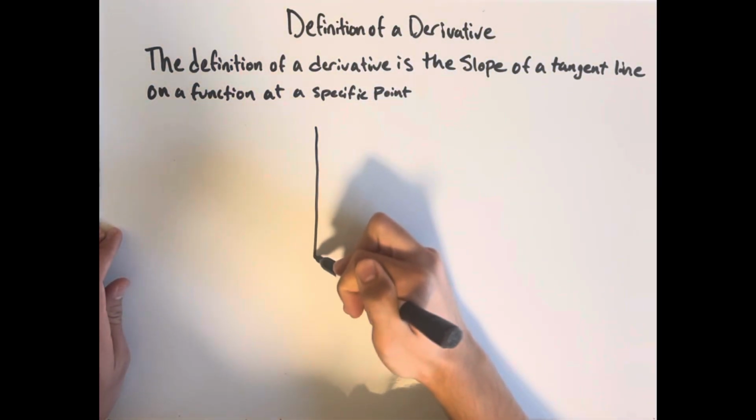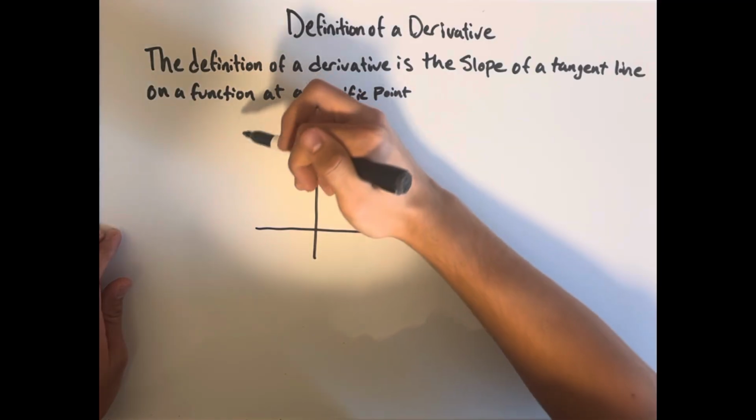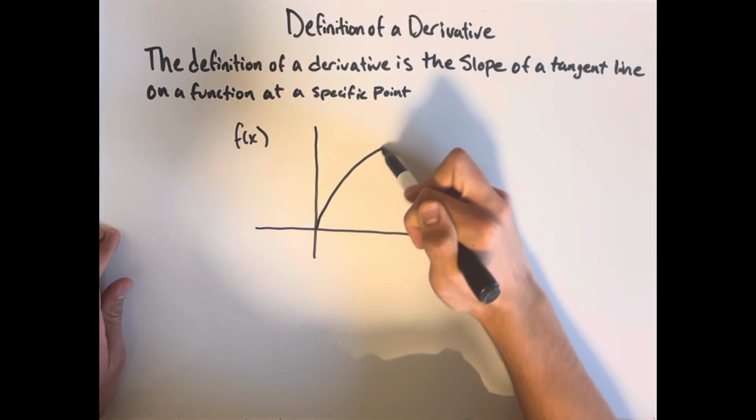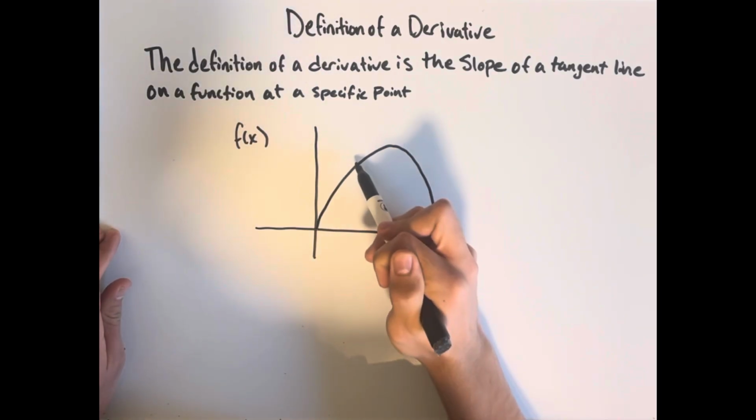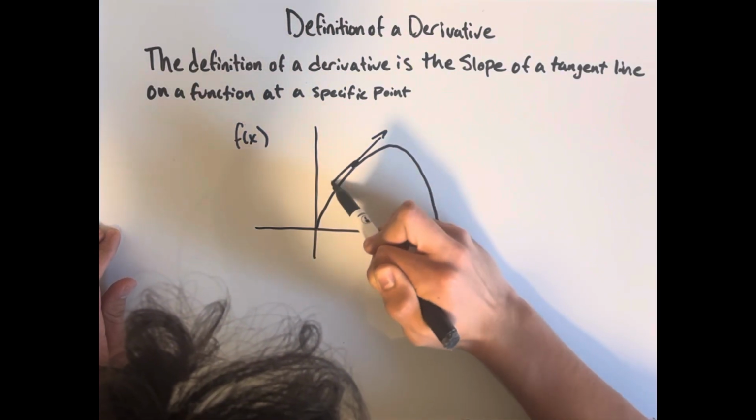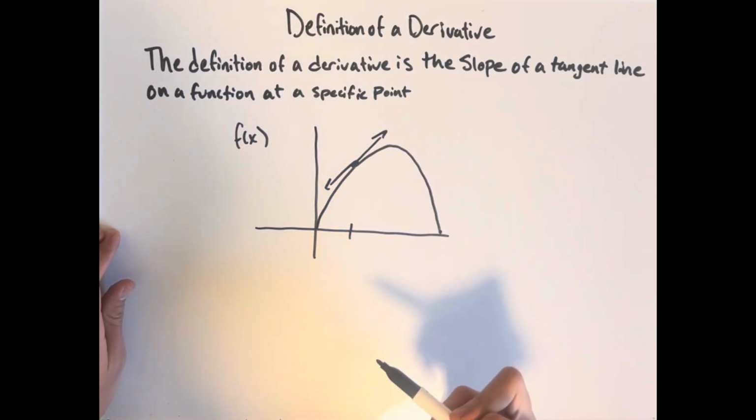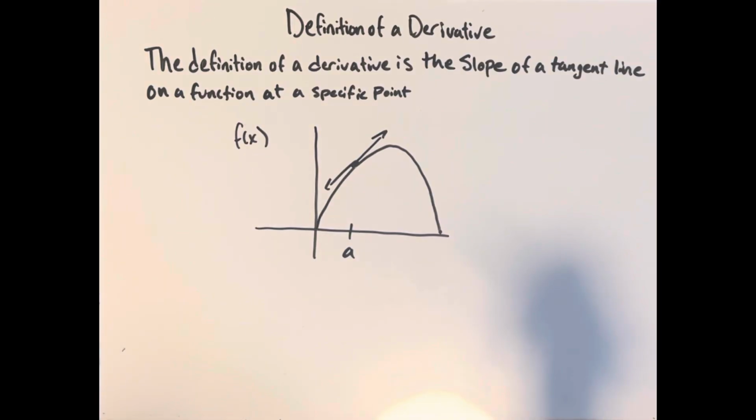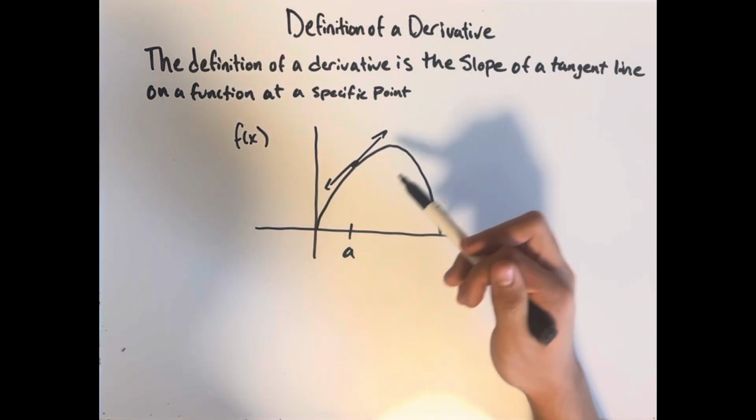So for example, if we have some graph f of x that, let's just say, looks something like this, and we wanted to find the derivative or the slope at a specific point right here, we'll call A. The derivative will allow us to find what the slope is at this point A.